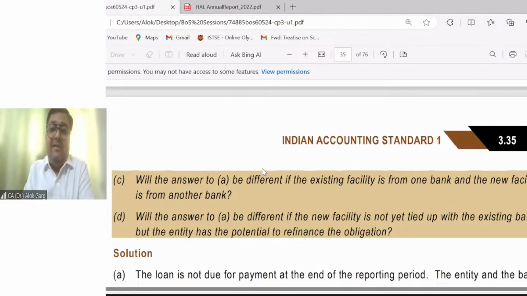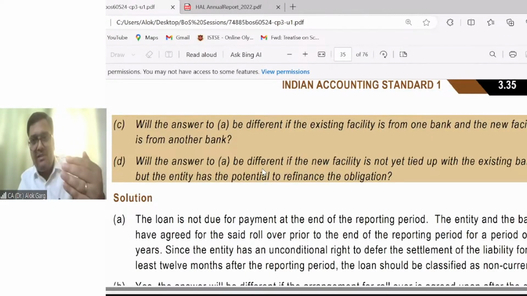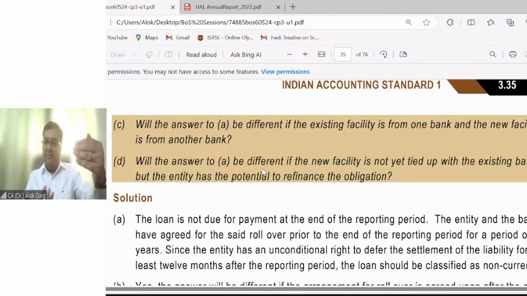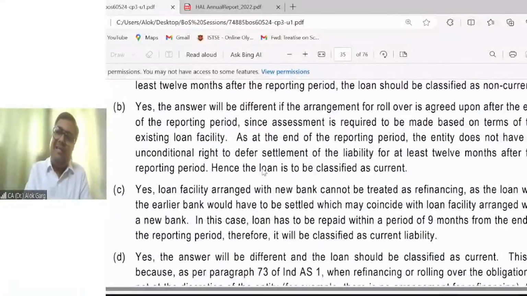Friends, instead of rollover, what the company wants to do is pay one bank and take the 5-year loan from the other bank. The company has to pay this money to the one bank, which is payable within 9 months, and get the money from the other bank. In this case, what will happen? Of course, it will still be a current liability. It is not a rollover. It is more like you're discharging the obligation towards one bank and taking an obligation from the other bank.